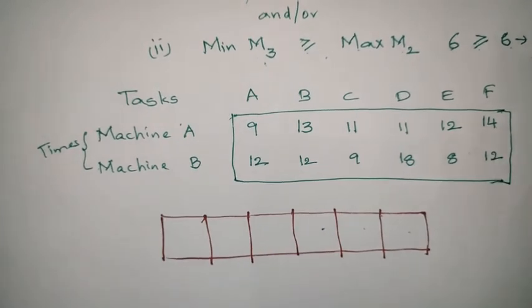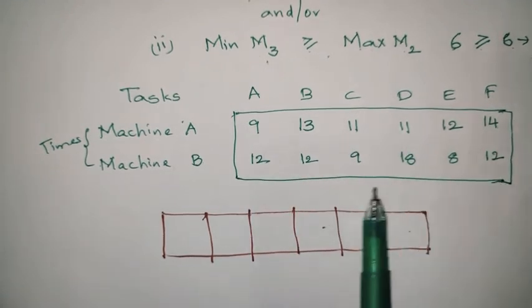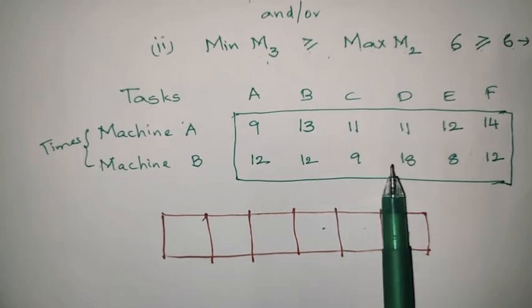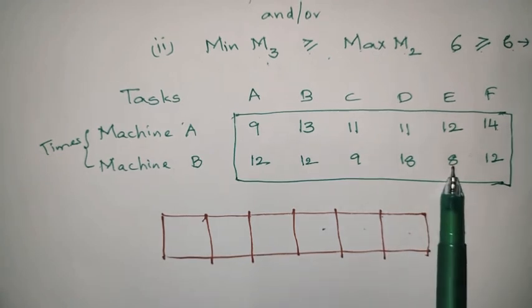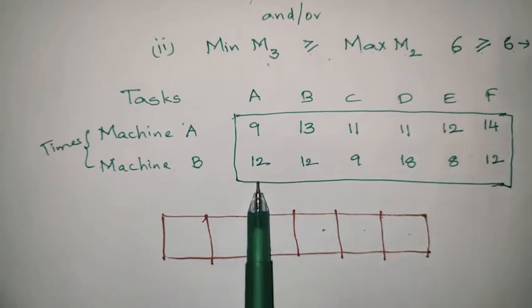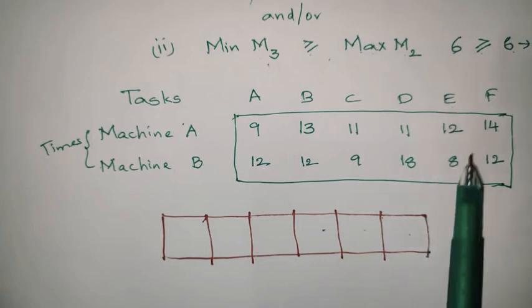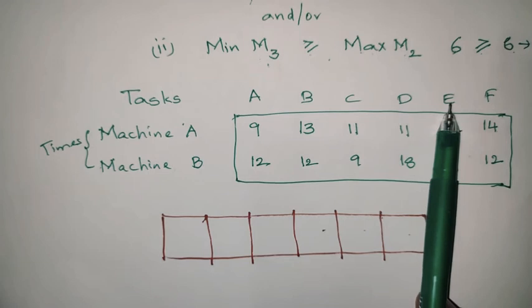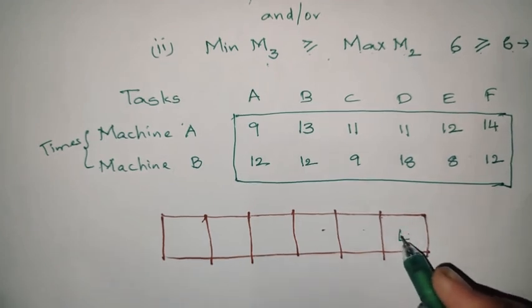So what is the minimum time? The minimum process time in all these 12 values is, okay, 8. So now 8 is the minimum value in all the process times. The value 8 corresponds to the task E and it is on machine B. So that's why we need to write E on the right side of the 6 grids. In the 6 grids, the right side is this one. So I am writing E here.